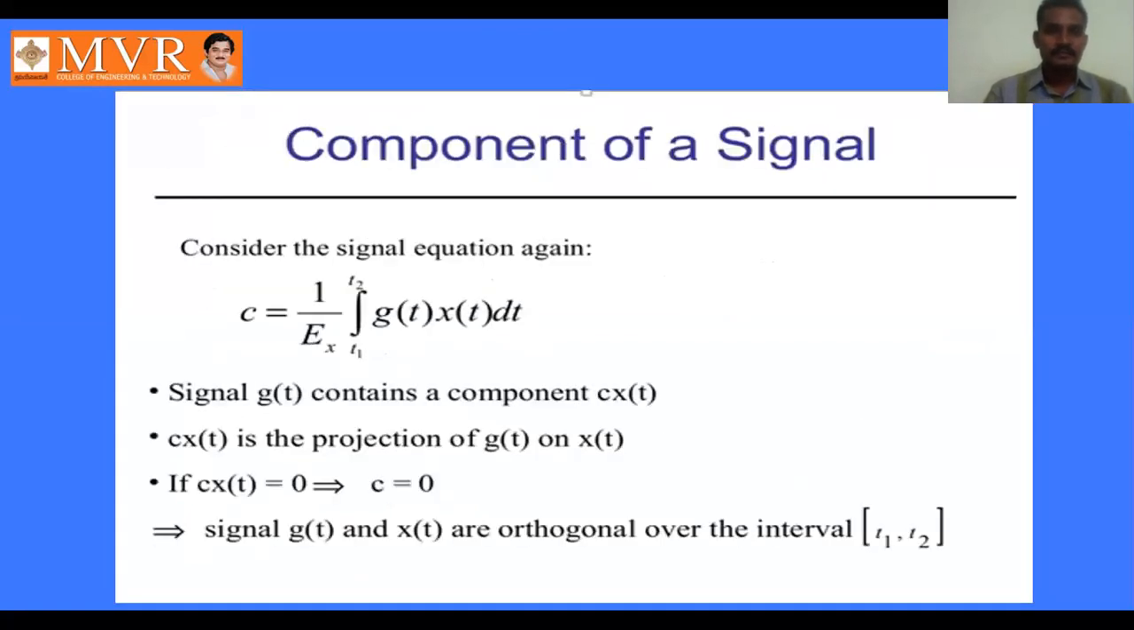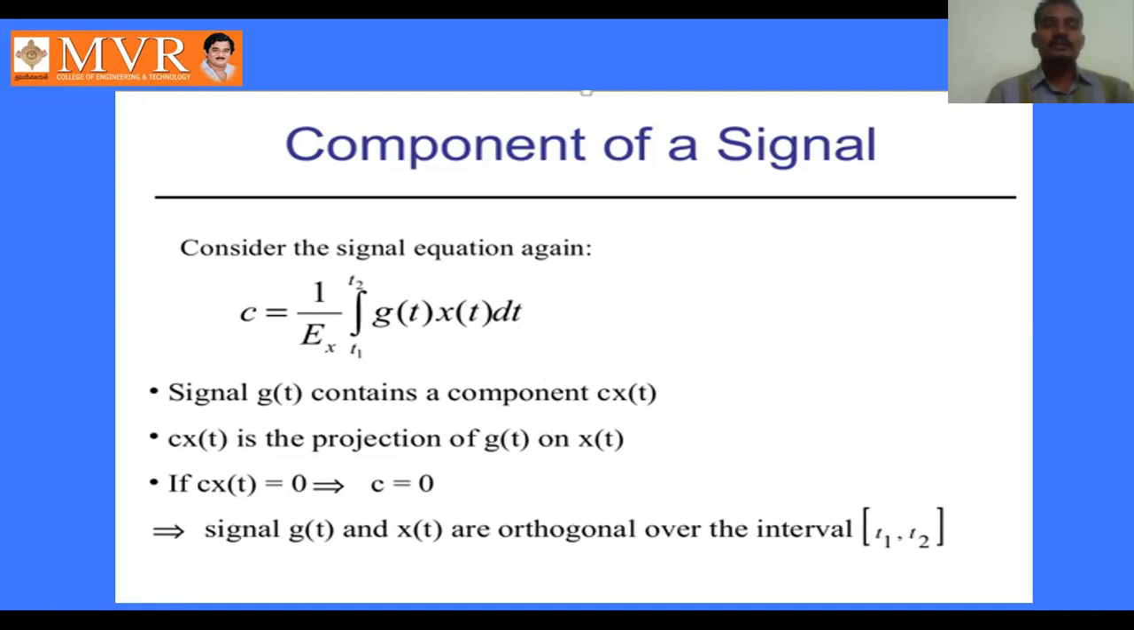See, if we take the component of a signal, the coefficient C can be represented as 1 by Ex integral T1 to T2 of G of T into X of T dt. Here G of T and X of T are two signals. So if these two are perpendicular to each other, then we can say that these two signals are orthogonal to each other.